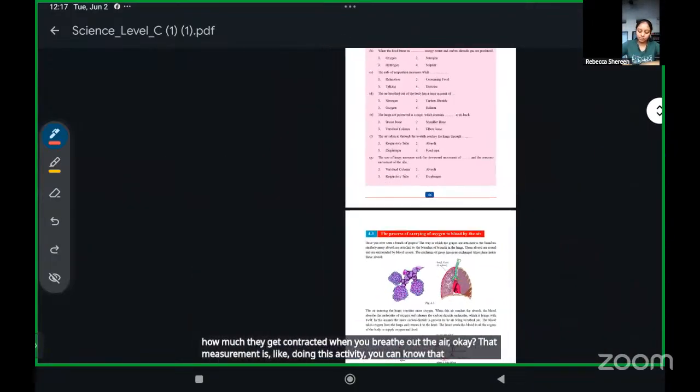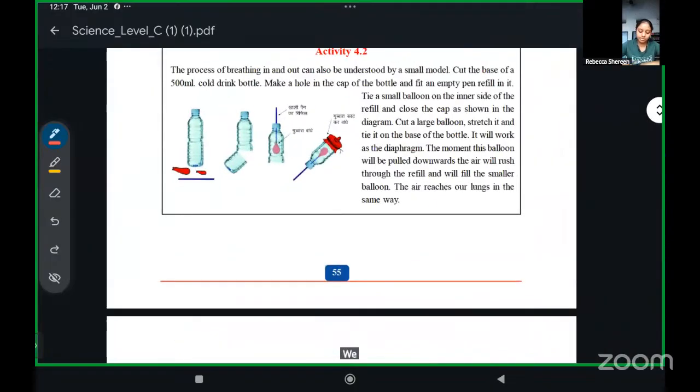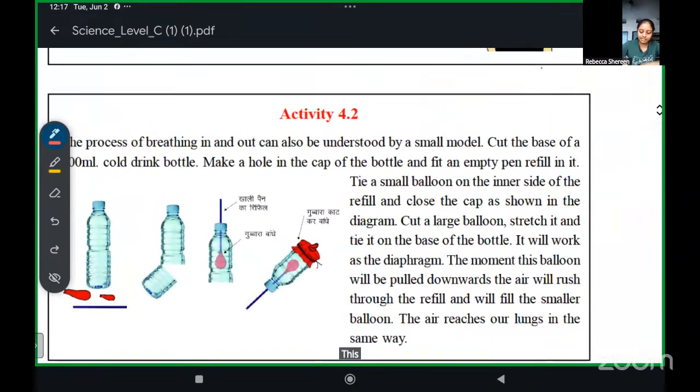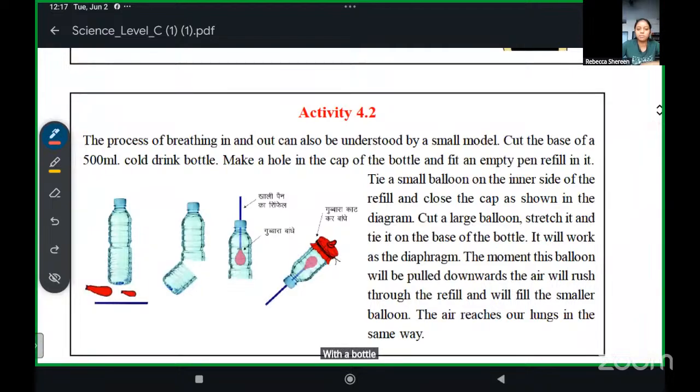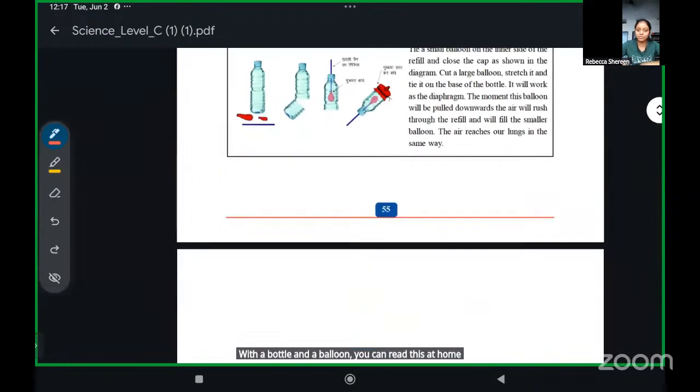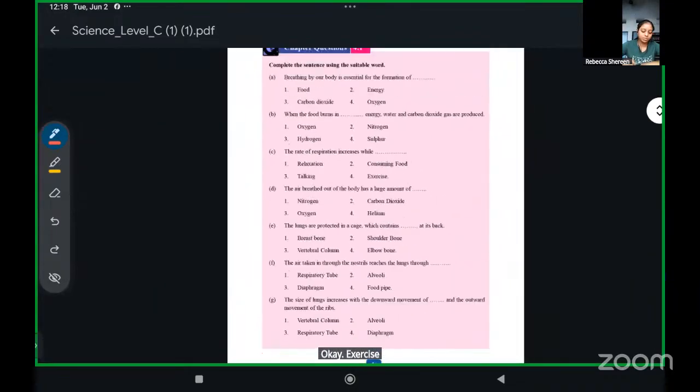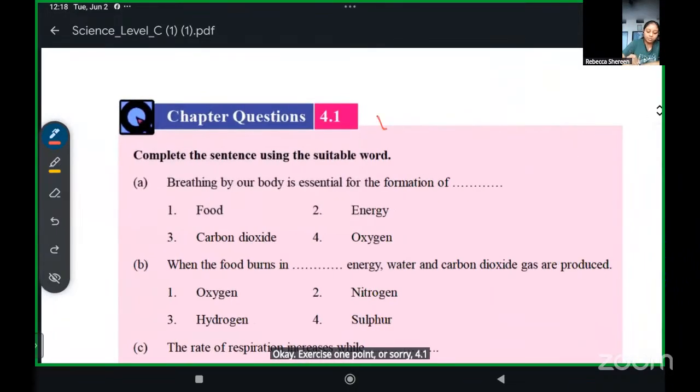So we will stop here for today. There is one more activity, with a bottle and a balloon. You can read this at home and try it out if you want. Exercise 4.1 is homework for you.